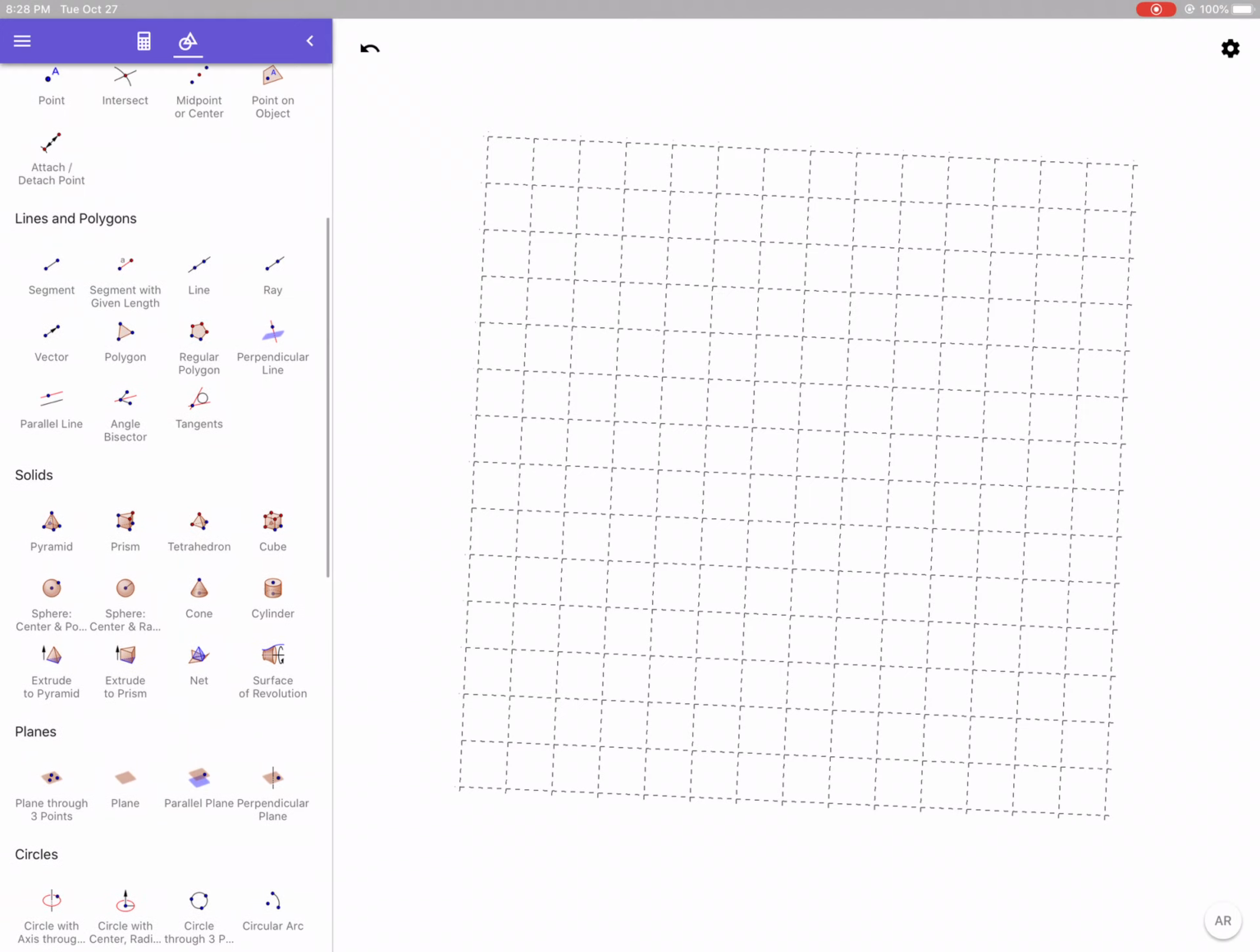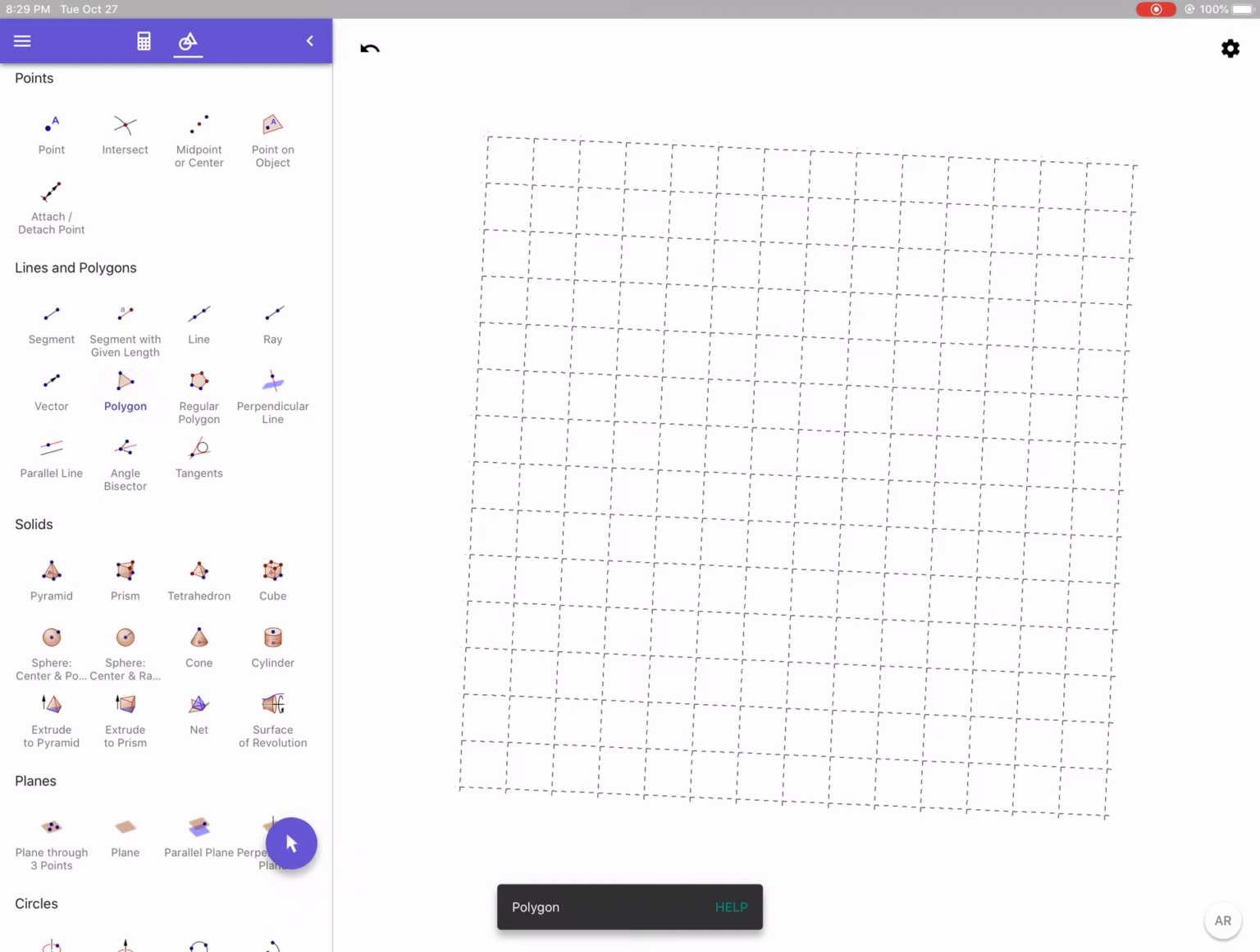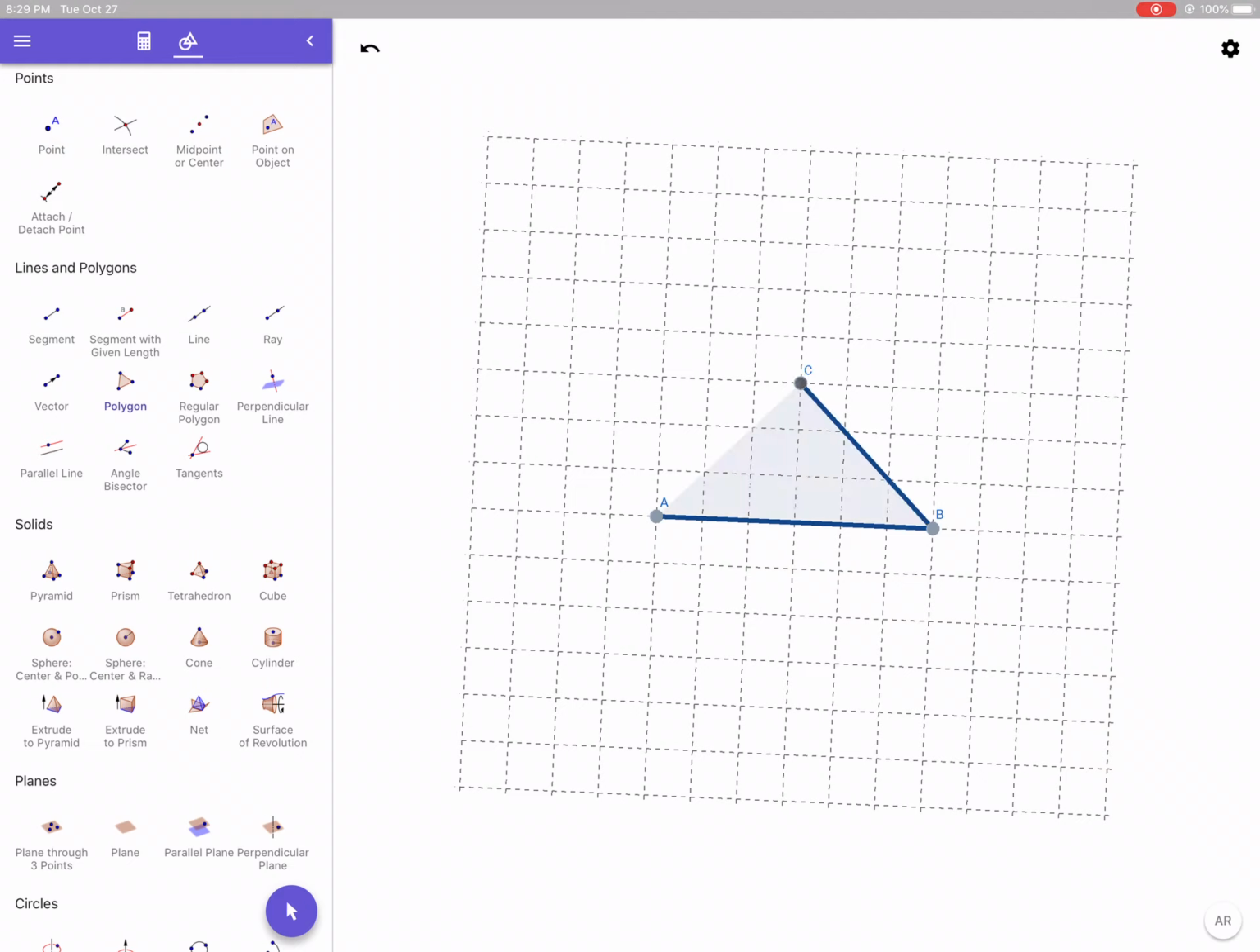So let me start off by drawing my triangle first. Let's go to polygon. I want this thing to have a base of 6, so let's see, 1, 2, 3, 4, 5, 6, and then a height of 3. That means I want it in the middle, so 1, 2, 3, and then back to A. So there's my nice little polygon.